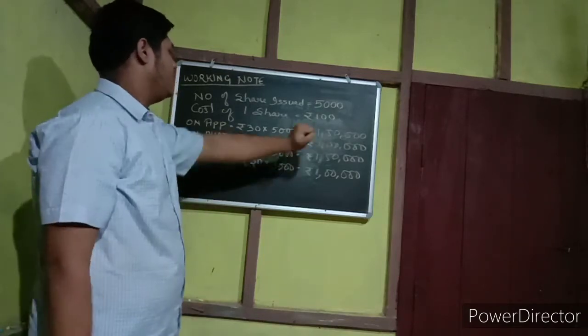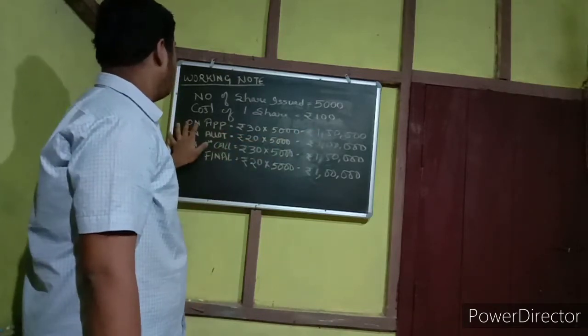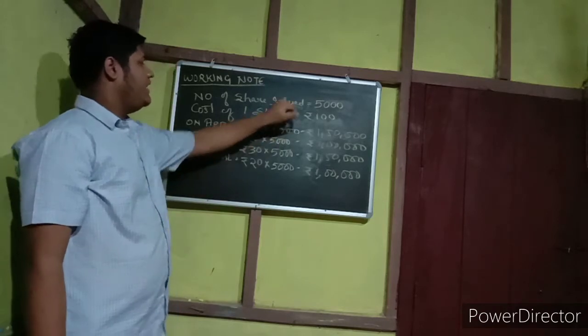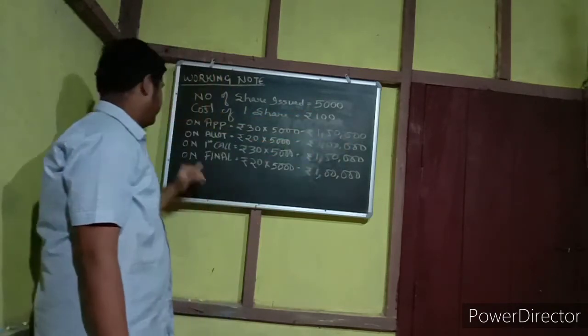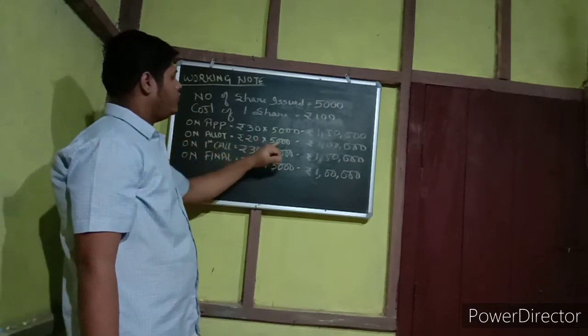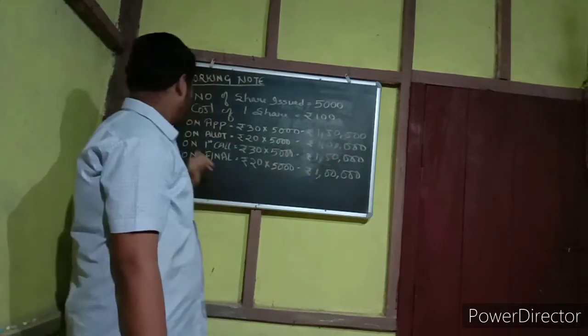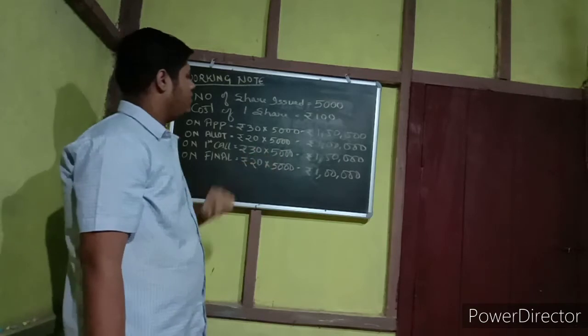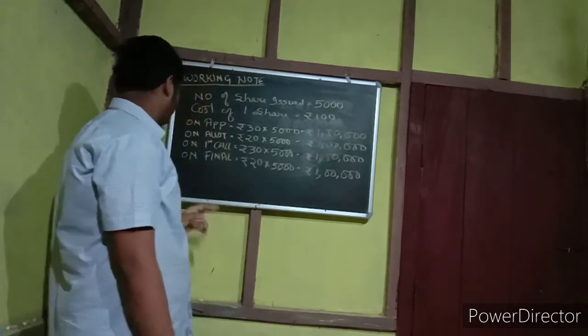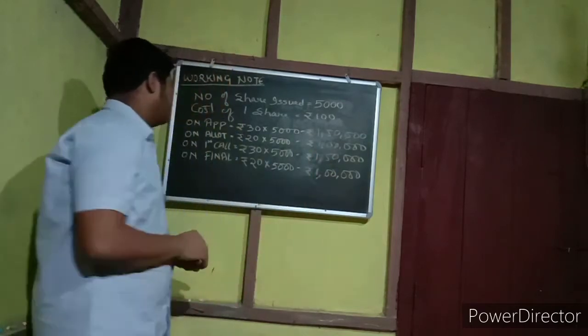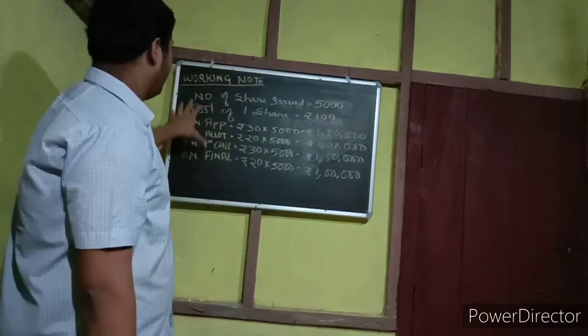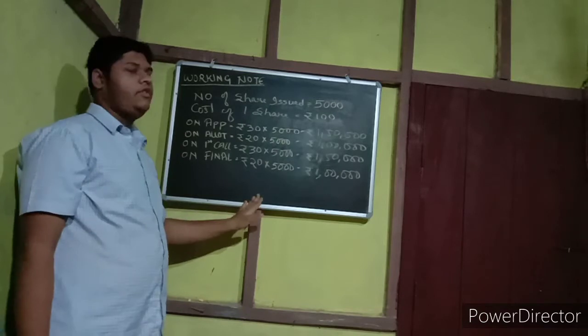So we have to take the amounts. How? On application, 30 into number of shares, 5,000, equals 1,50,000. On allotment, rupees 20 into 5,000, that is 1 lakh. Then on first call, 30 into 5,000, that is again 1,50,000. And on final call, 20 into 5,000, which will be 1 lakh. So like this, you have to make a working note before you solve the journal.